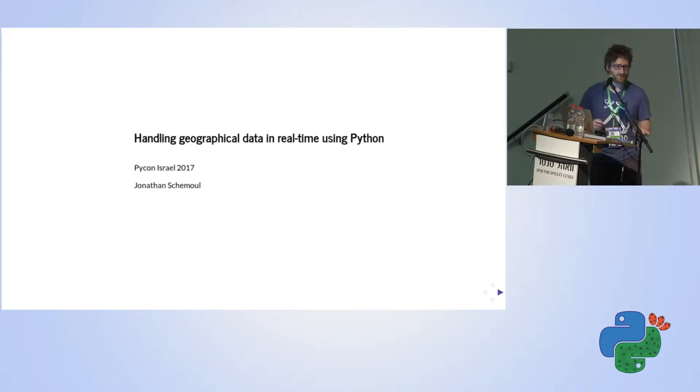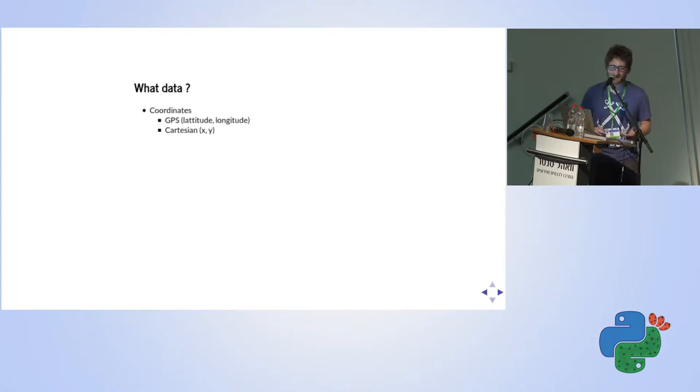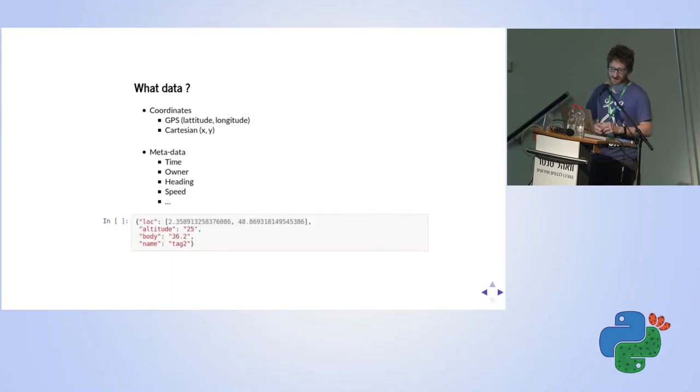As Noam said, we'll talk about geographical data. Actually, what kind of data are we talking about? We're talking about coordinates, be it GPS coordinates as latitude and longitude, or Cartesian coordinates for indoor mapping like X and Y in meters. But also metadata like time, who is the owner of this position, where is he heading, in what direction, what speed, etc.